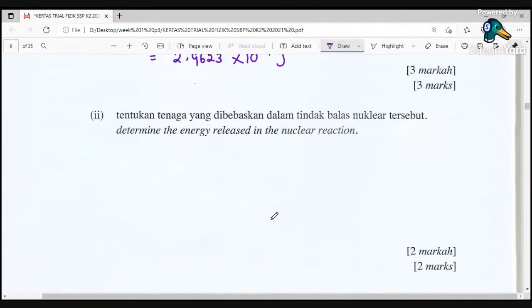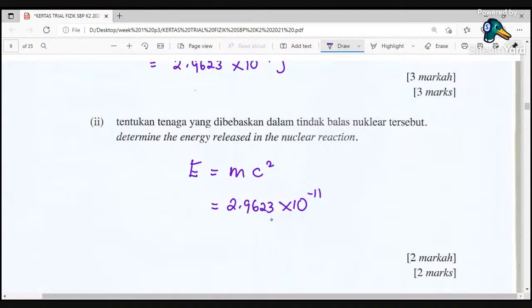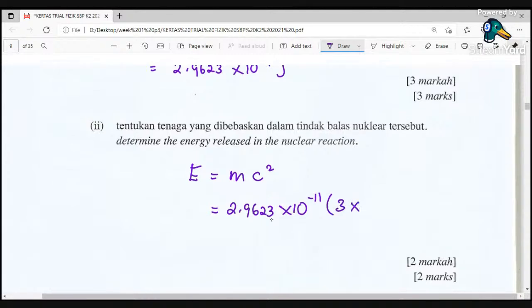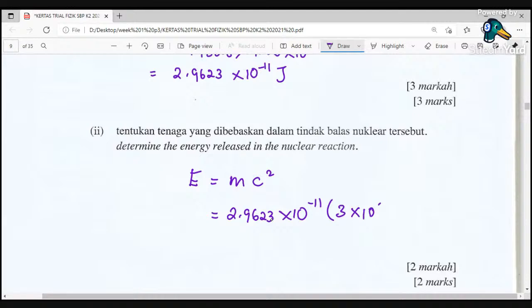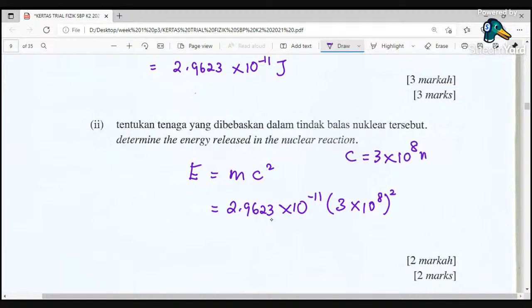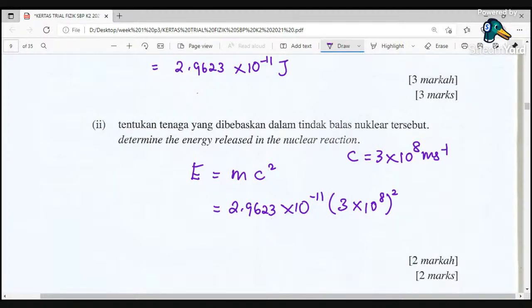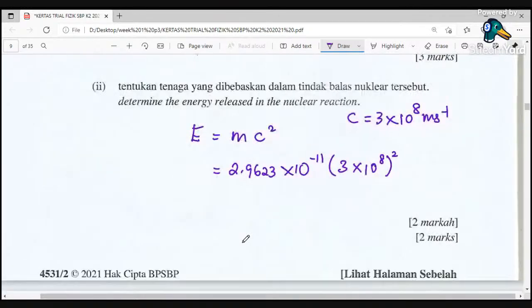So determine the energy released. E equals mc squared. The mass defect in kilograms, here negative 11, multiply by the speed of light squared. For c, you can check the list of formulae, it is in the list. Okay, calculate this one.